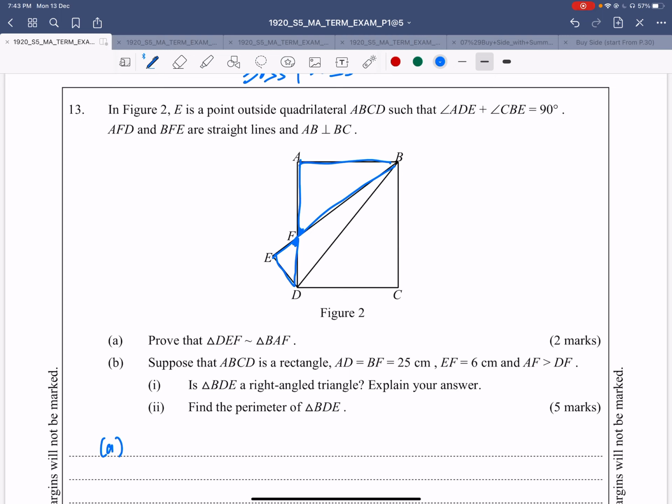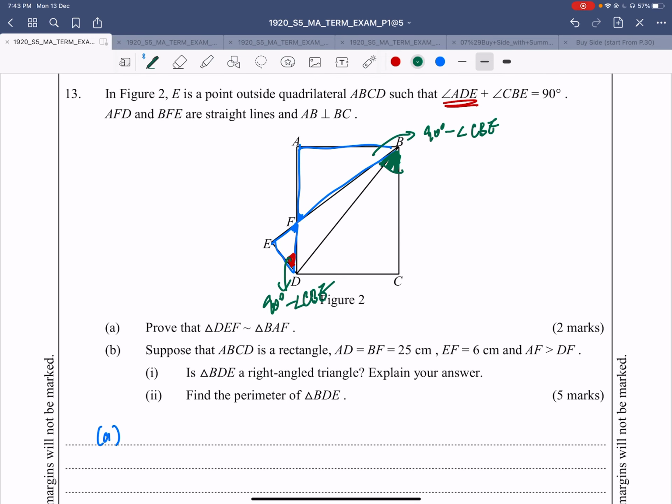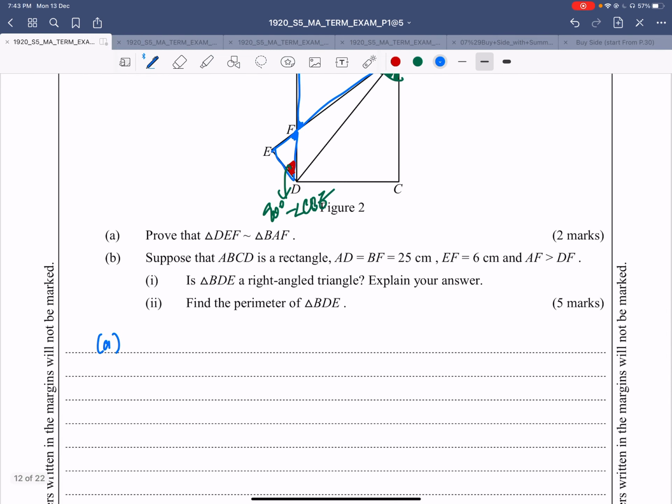So angle ADE plus angle CBE is equal to 90 degrees. So this one will be 90 degrees minus angle CBE, and for ADE is also equal to 90 degrees minus angle CBE, right? So you can find two angles together already, and you can do the proof now.